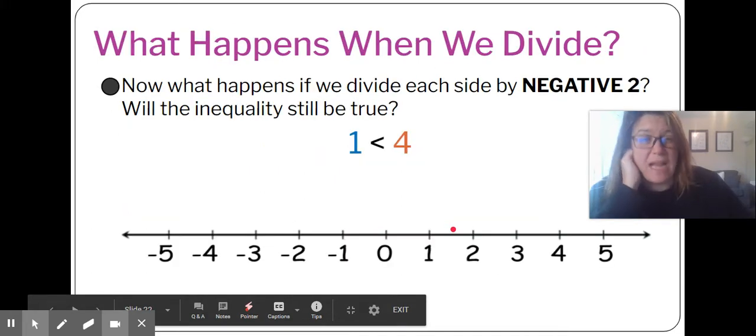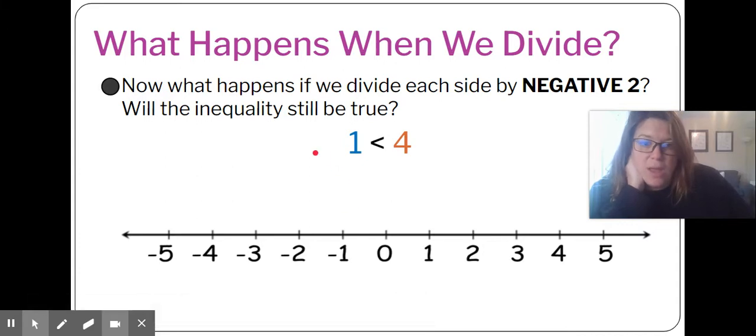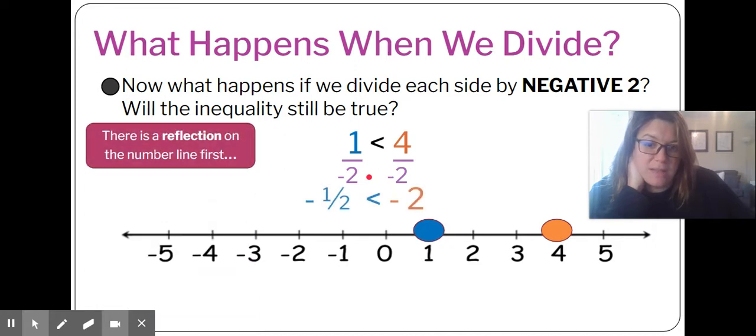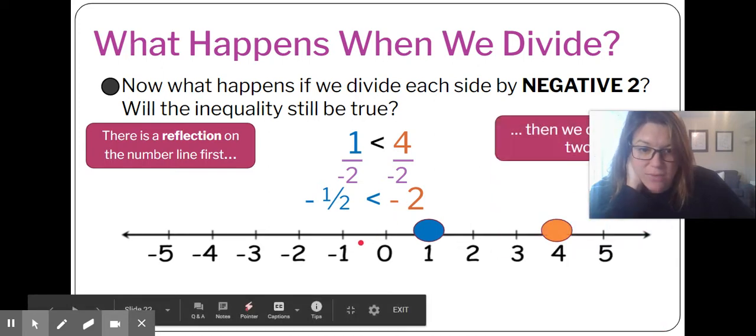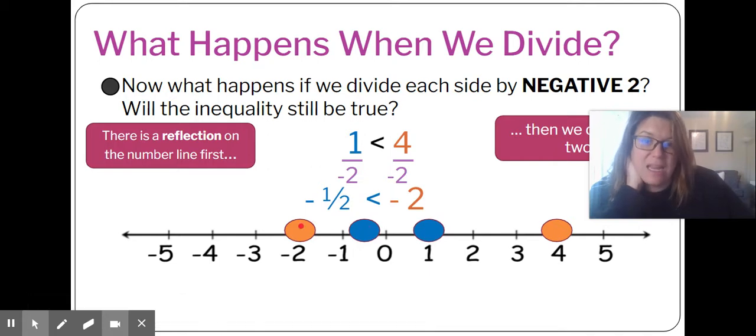What about if we divide by a negative? All right, so 1 is still less than 4, but if I divide by a -2 on both sides, -1/2, is that less than -2? Well, let's see. -1/2 is right there, and -2 is right there. So -1/2 is not less than. Dividing by a negative is the same thing.